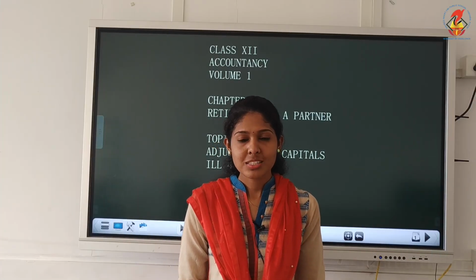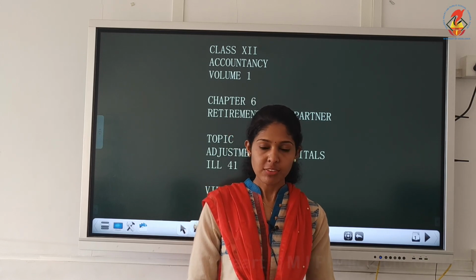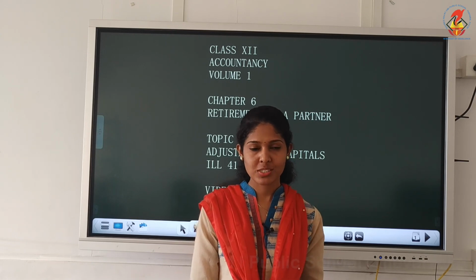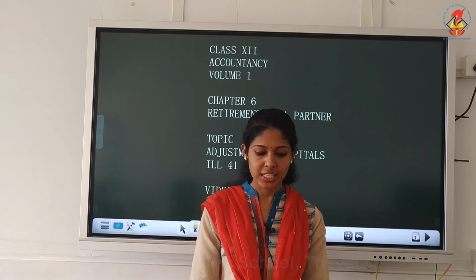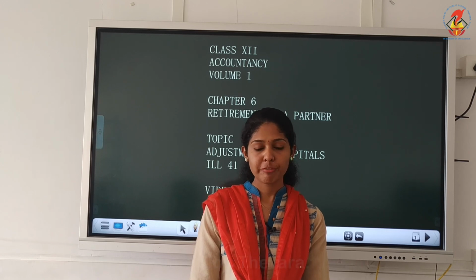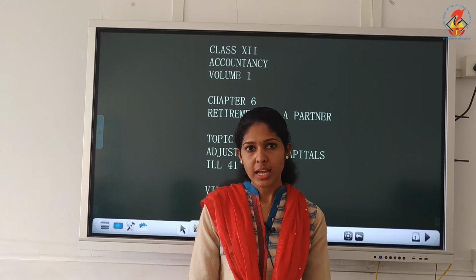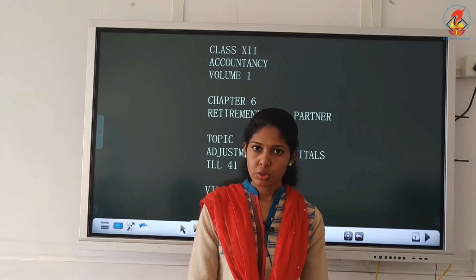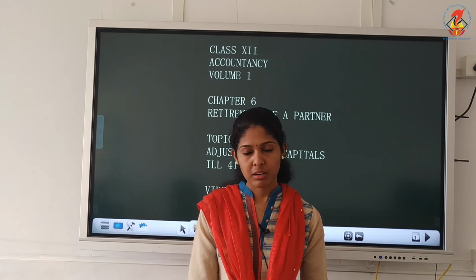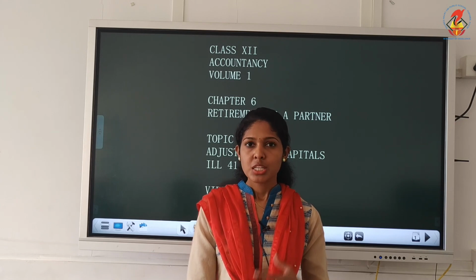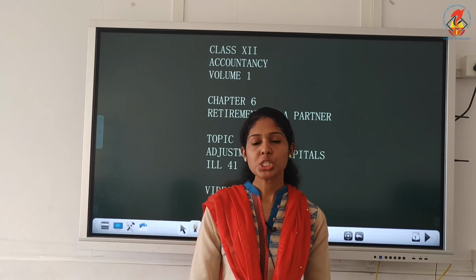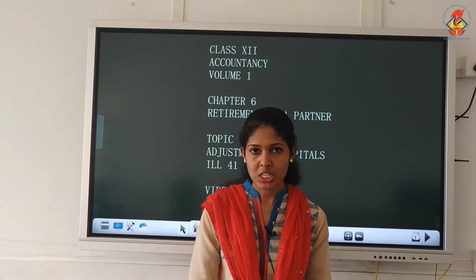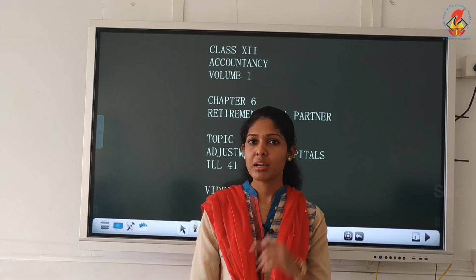Moving on to the last case or method under adjustment of capital. You can write method number 5, which is similar to method 4. You write the heading, it's given on page 6.43. That is, when the retiring partner is to be paid through amount brought in by the remaining or continuing partners to make their capitals proportionate to their new profit sharing ratio, so much it is similar to method number 4.